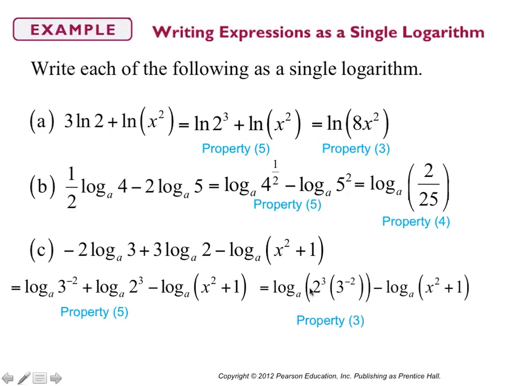And then probably what you want to do is figure out what 2 cubed times 3 to the negative second power is. Because 2 cubed is going to give you 8. 3 to the negative second power is going to give you 1/9. And then since you have subtraction, you want to go ahead and rewrite it as division.